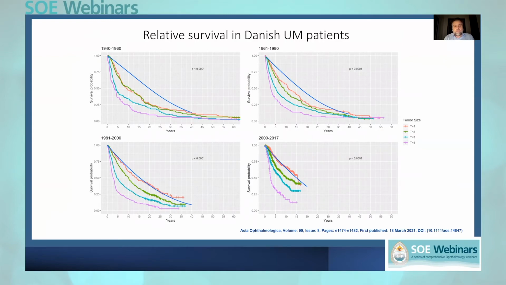Shown here on 4 panels, where the blue line represents the background survival and the colored graph shows the individual tumor sizes and survival. And what you see is in the two later periods from 1981 to 2017, the survival of small melanomas is actually identical to the background population, and you also have improvement of the T2 tumors compared to the two earlier time periods, whereas the larger tumors has the same survival rate in all 4 periods.